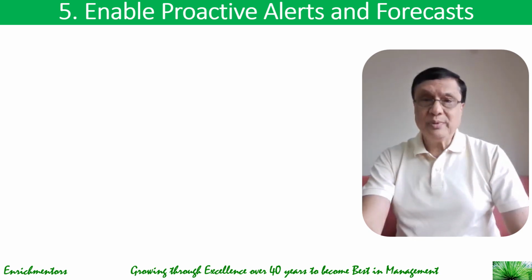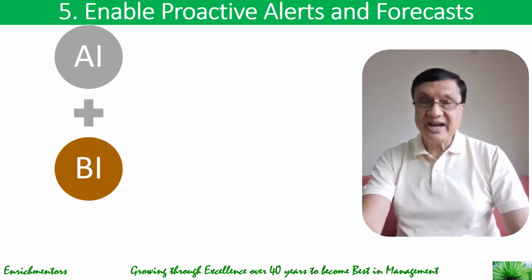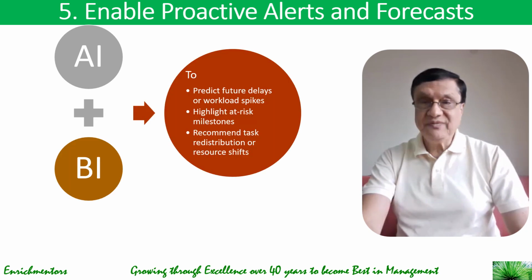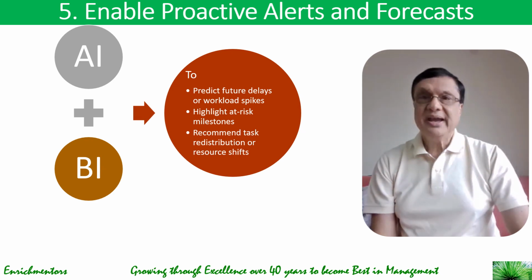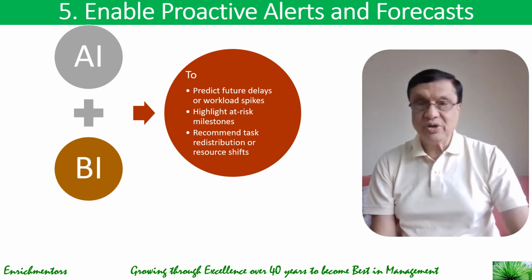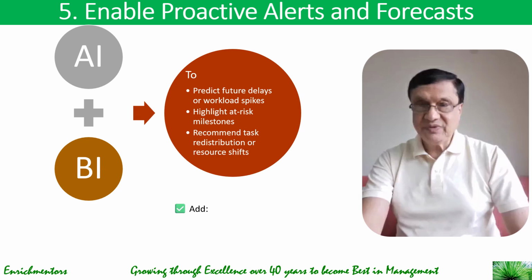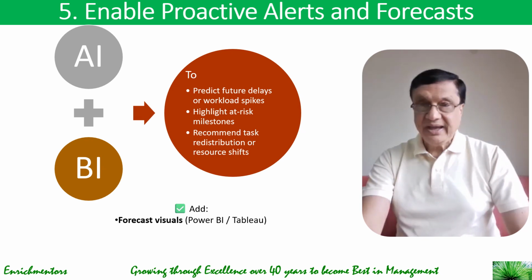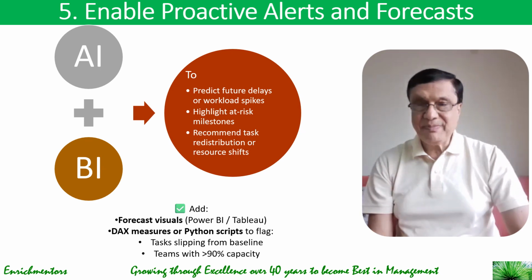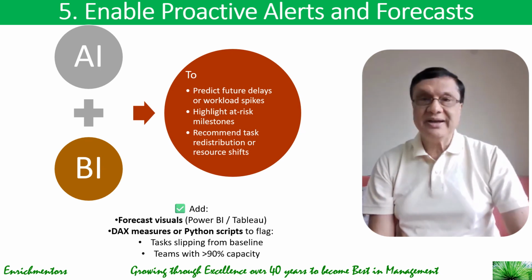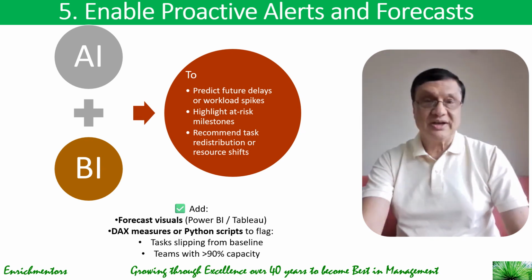You can also enable proactive alerts and forecasts. You can use AI and BI, standing for business intelligence, to predict future delays or workload spikes, highlight at-risk milestones, and recommend task redistribution or resources shift. You can also add forecast visuals in Power BI and Tableau. And you can also add DAX measures or Python scripts to flag tasks slipping from baseline and team with greater than 90% capacity. So that's how you can enable proactive alerts and forecasts.